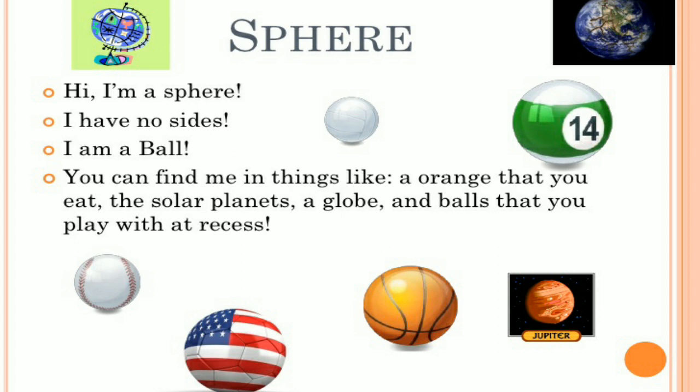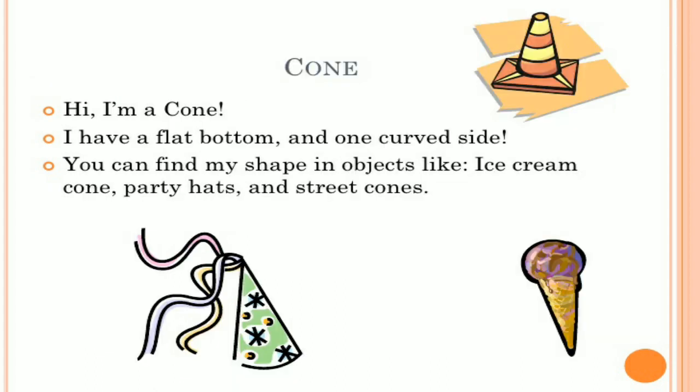Very good. Now we are going to learn the next shape, cone. Here we can find cone shapes. Also here we can find a cone shape. I have a flat bottom and one curved side. You can find my shape in objects like ice cream cones, party hats, and street cones. So a cone has a flat bottom, and an ice cream cone is shaped like a cone. So students, you all understand about cone shapes.